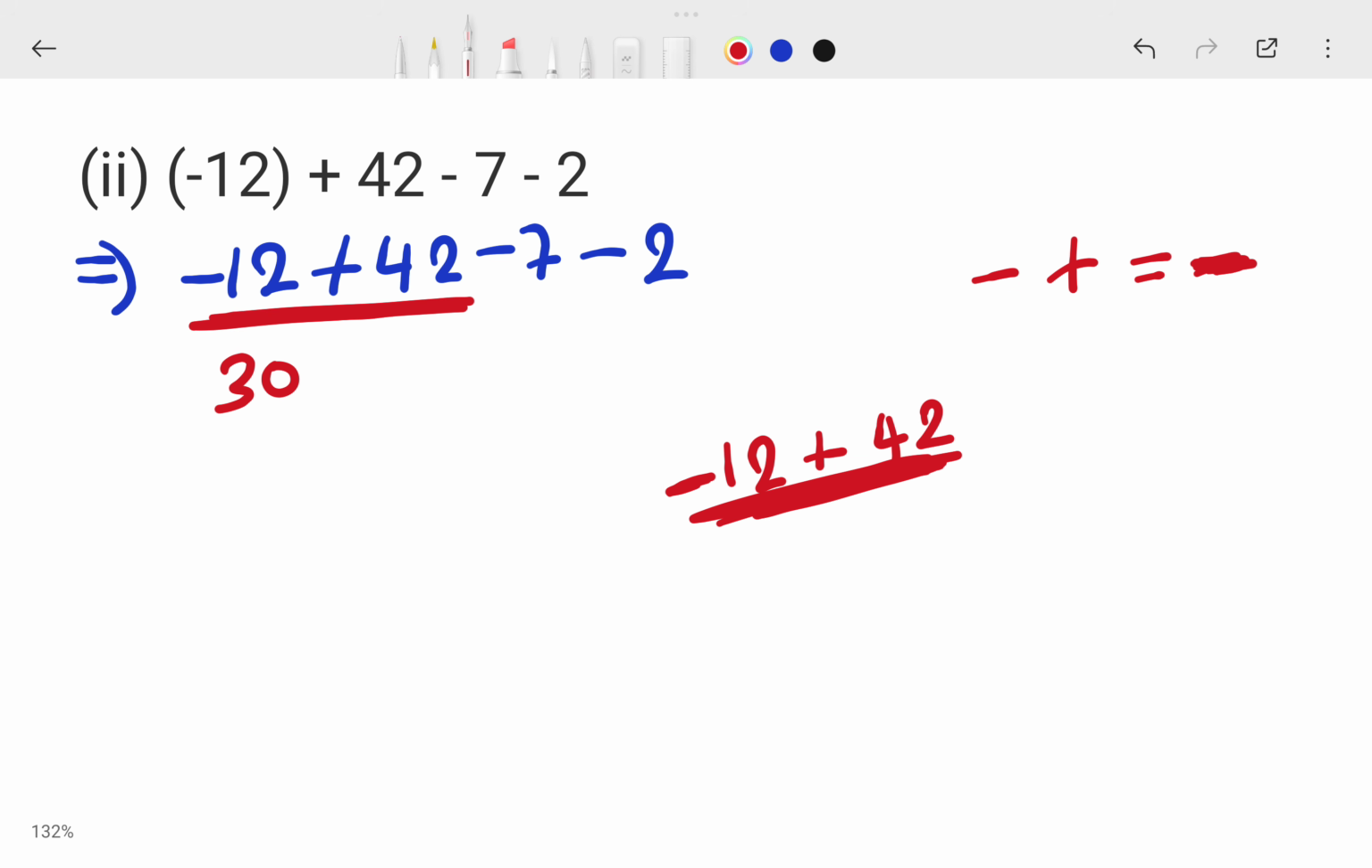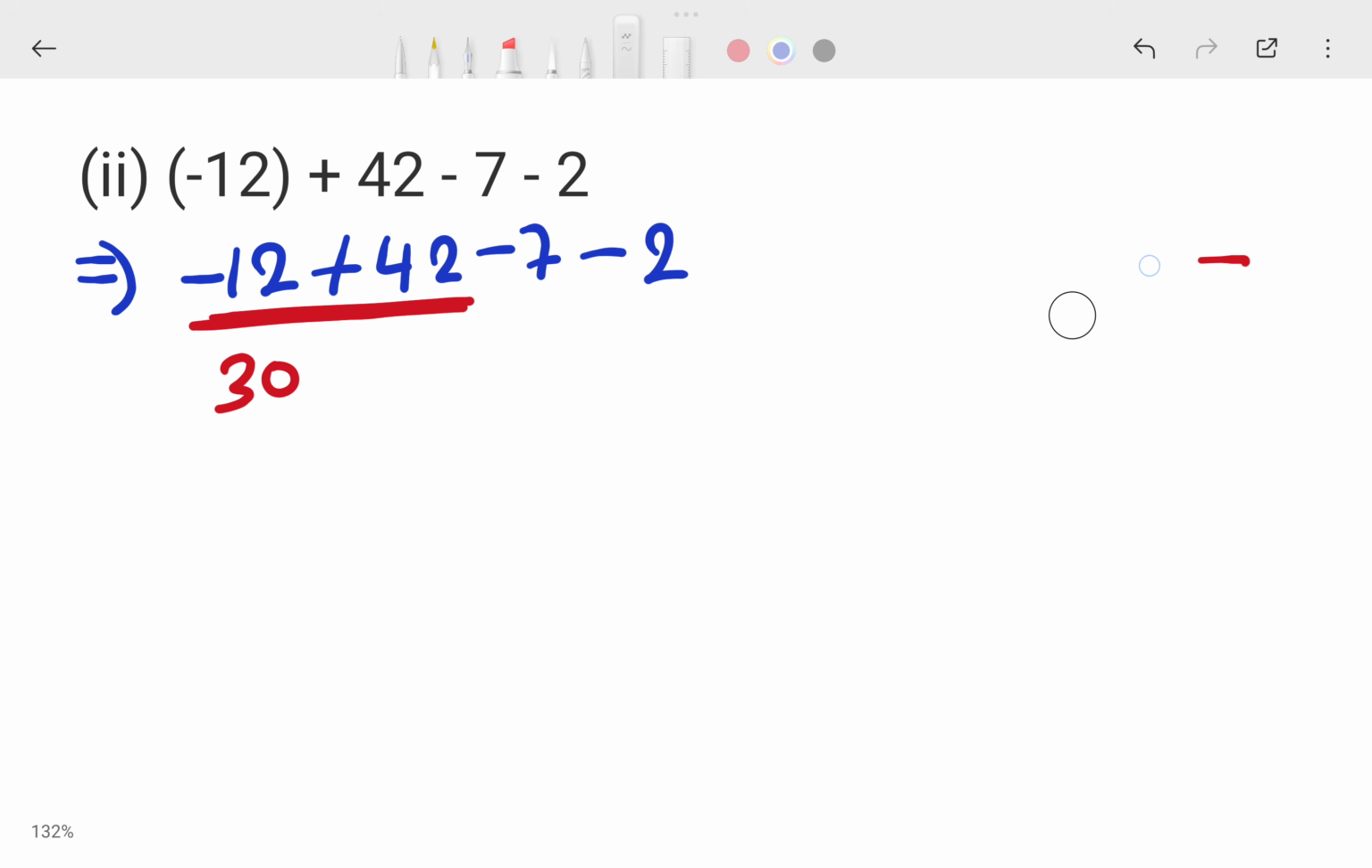But what symbol do we have to choose? For choosing the symbol, between 12 and 42, which is greater? 42 is greater. What symbol does 42 have? Positive symbol. It means that this is also positive. So you can write positive 30 or you can write 30, both are the same only, nothing different in this one. Okay, so this one is clear.